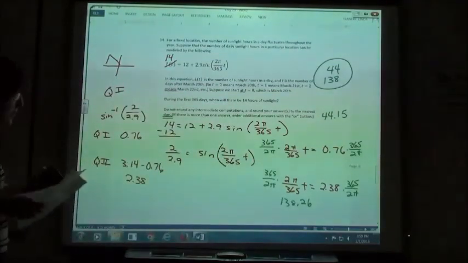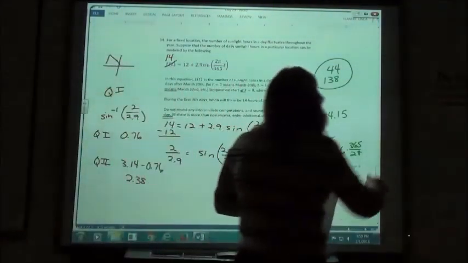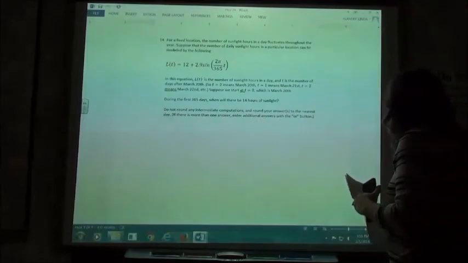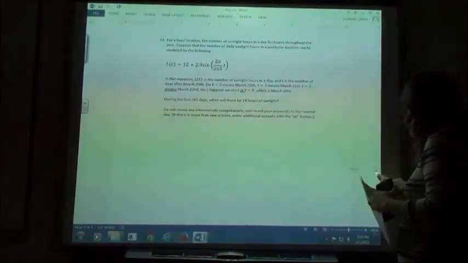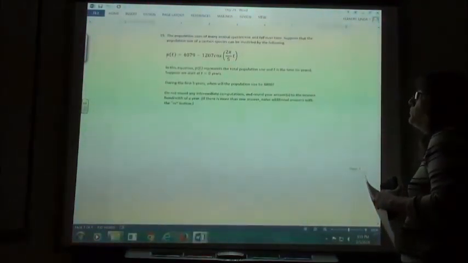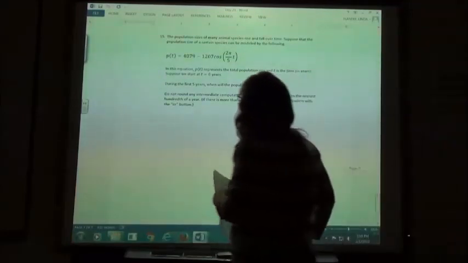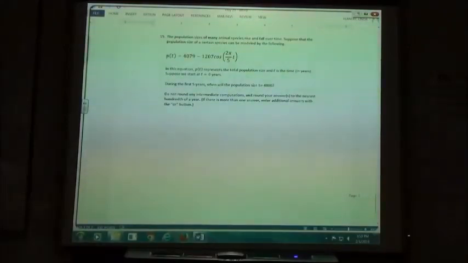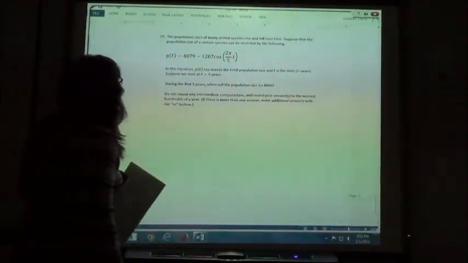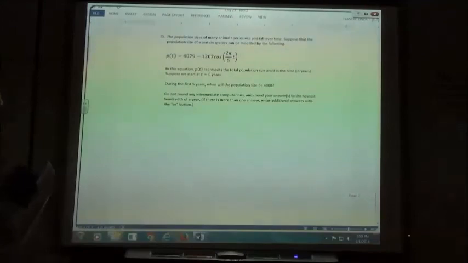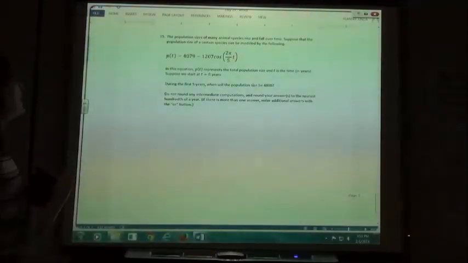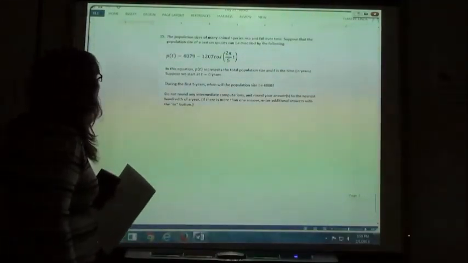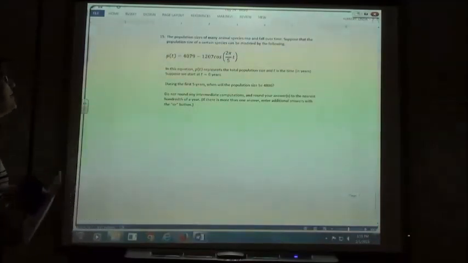And one more of those, number 15. The population sizes of many animal species rise and fall over time. Suppose that the population size of a certain species can be modeled by the following: P of t equals 4,079 minus 1,207 times the cosine of 2 pi over 5 t.